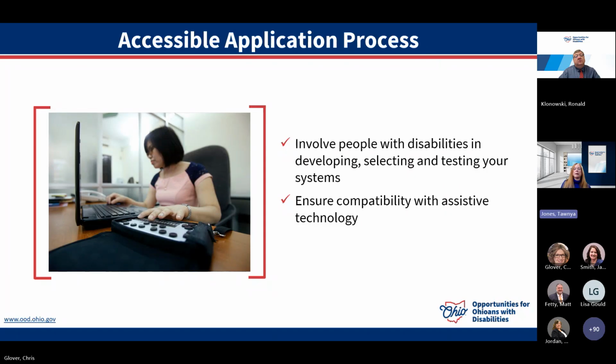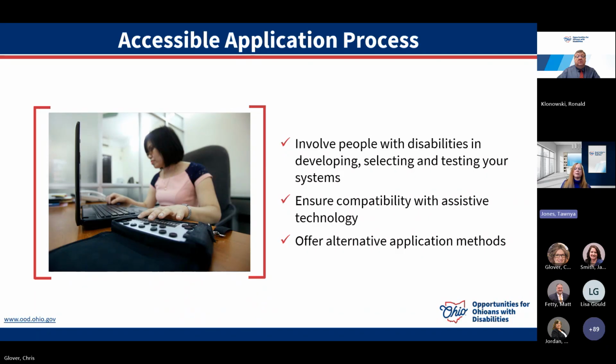Design for assistive technology compatibility. Make sure your systems work with screen readers, dictation software, and keyboard-only navigation. Offer alternative application methods. Permit applicants to apply via email, phone, or in person. Also, be prepared to provide materials in alternative formats such as large print, braille, or audio. Consider accommodations such as qualified reader or scribe when needed.